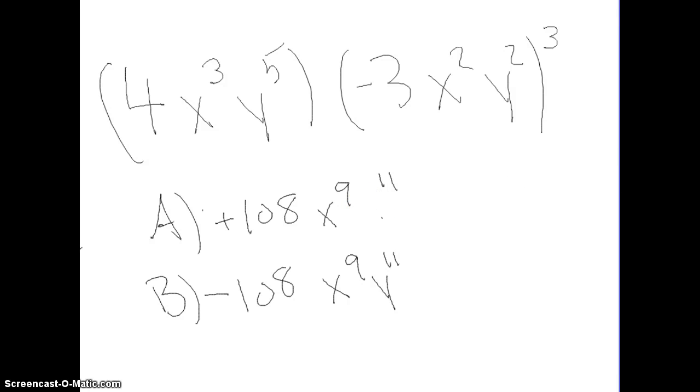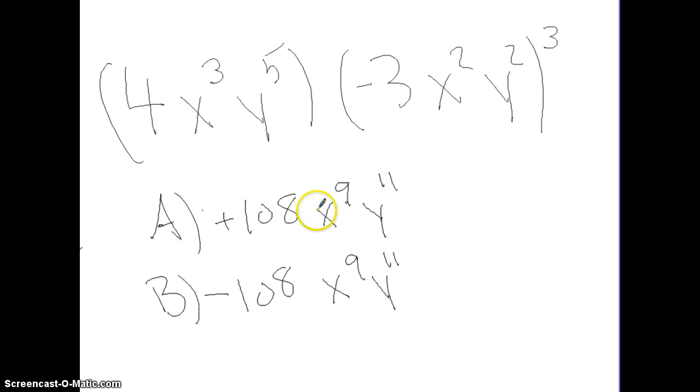All right, so the problem asks us to simplify 4x to the third, y to the fifth, times all of these things being raised to the third power: negative 3, x to the second, y to the second, all being raised to the third power. And for right now, we're still taking multiple choice tests, and so this problem appears to be about exponents and rules of exponents. In reality, the soul of the problem is: is this thing positive or is it negative?